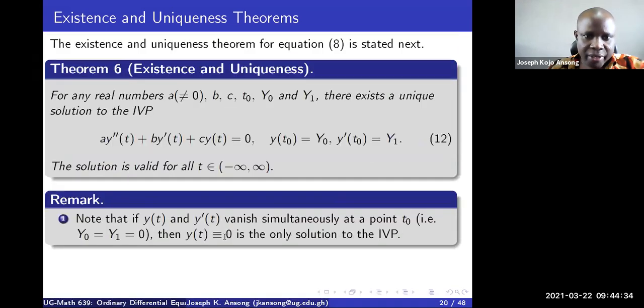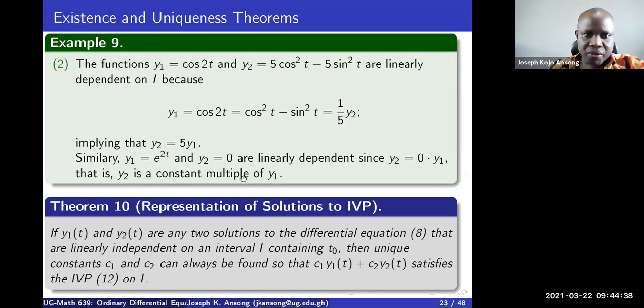Let's see. So we came from here, and I said this we will prove later on. We want to look at this representation of solutions to IVPs, the fact that I can actually form a linear combination of solutions if I have two linearly independent solutions. So that's what we want to look at. And then we'll prove this. All right, we'll prove this after we have proved a lemma. But let's state this one here.